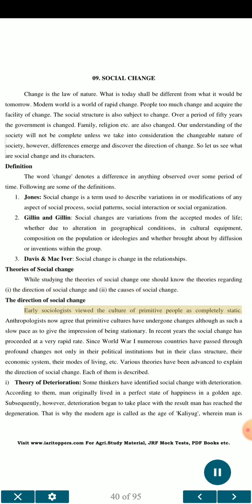Early sociologists viewed the culture of primitive people as completely static. Anthropologists now agree that primitive cultures have undergone changes, although at such a slow pace as to give the impression of being stationary. In recent years, social change has proceeded at a very rapid rate. Since World War I, numerous countries have passed through profound changes, not only in their political institutions but in their class structure, their economic system, their modes of living, etc.